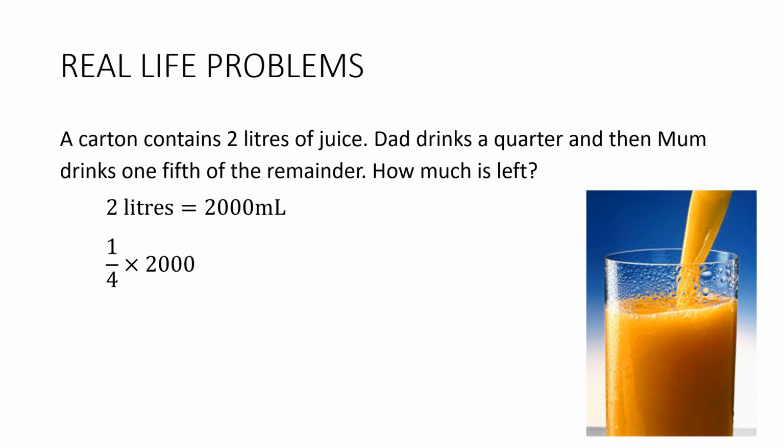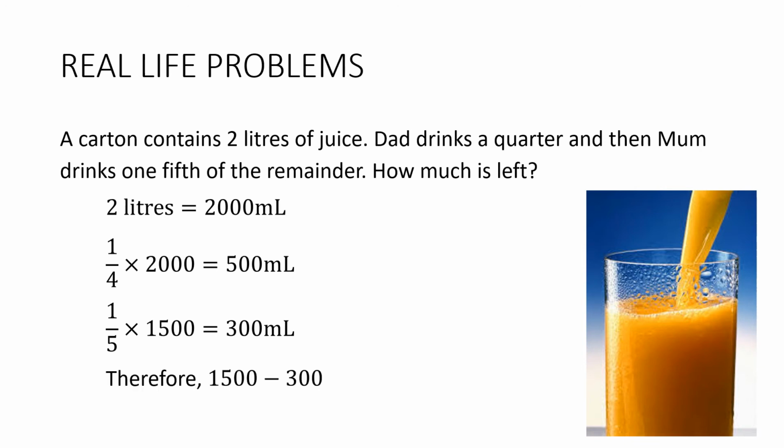Okay, Dad drinks a quarter. So a quarter of 2,000 is 500 mils. Remember, we just halve it, then halve it again. So how much is remaining after Dad has drunk 500 mils? 1,500. So Mum is going to drink 1/5 of 1,500. Now we want to know how many 5s go into 1,500. That's a division question. 5 into 15 goes 3, and so 5 into 1,500 is 300. Now all we have to do is a subtraction. So we're going to do our 1,500 and take away our 300, and we're going to get 1,200 mils remaining, or 1.2 litres.